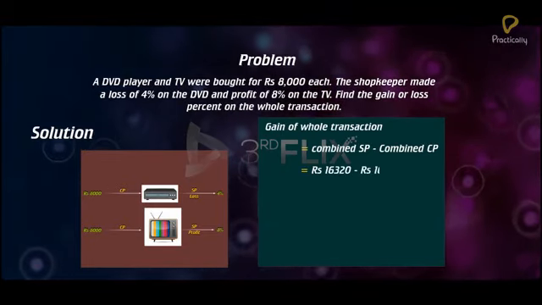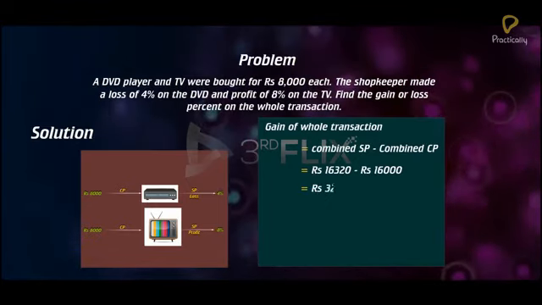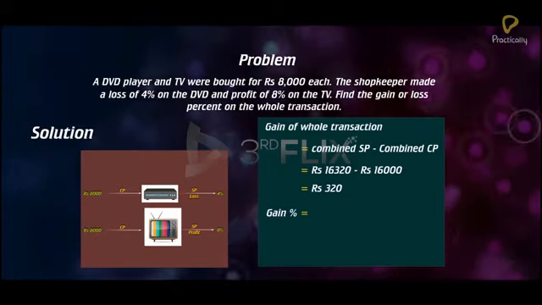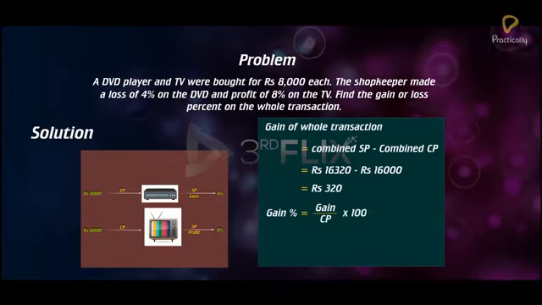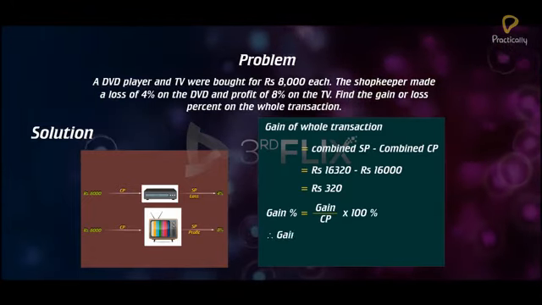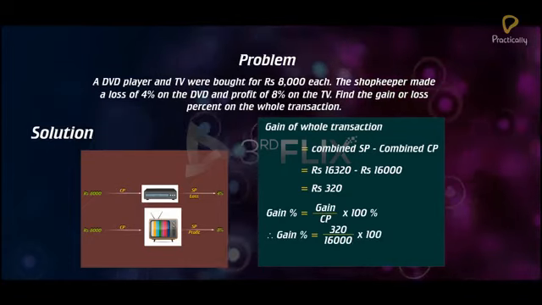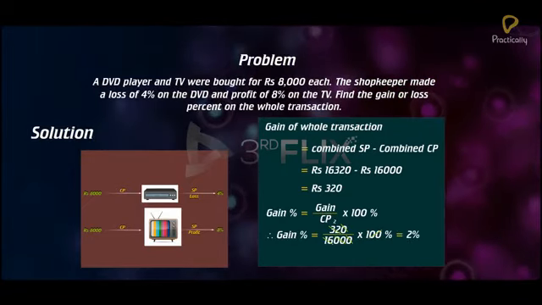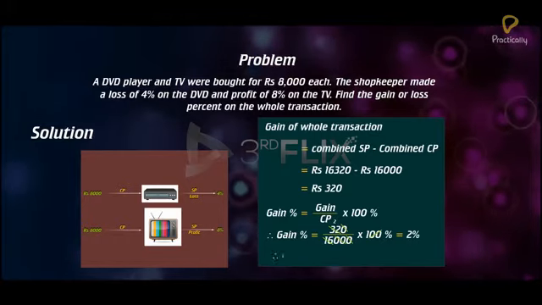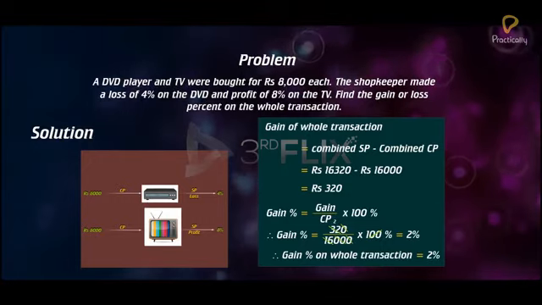16,320 minus rupees 16,000, which is equal to rupees 320. Gain percent is given as gain by cost price into 100%. Therefore, gain percent can be given as 320 by 16,000 into 100%, which is equal to 2%. Therefore, gain percent on whole transaction is equal to 2%.